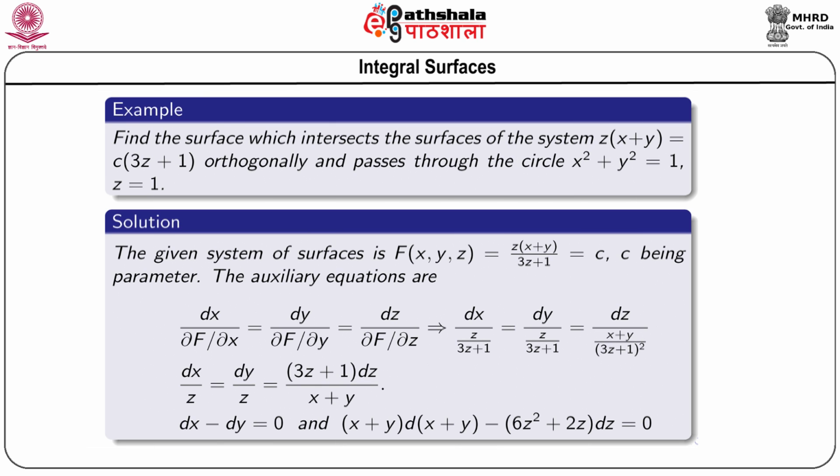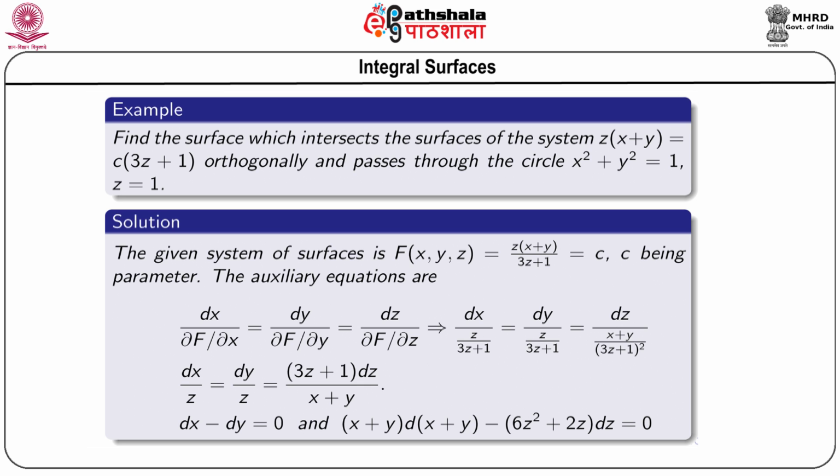Now, we shall take another example to make the concept clearer. In this example we have to find the surfaces which intersect the given system of surfaces z(x + y) = c(3z + 1), where c is an arbitrary constant. That means we have to find the system of surfaces which cut the given system orthogonally, and which passes through the circle x² + y² = 1, z = 1.